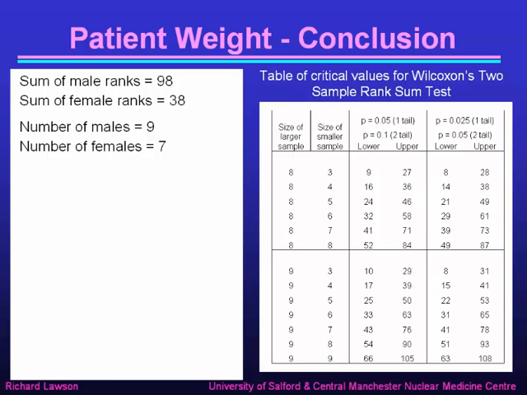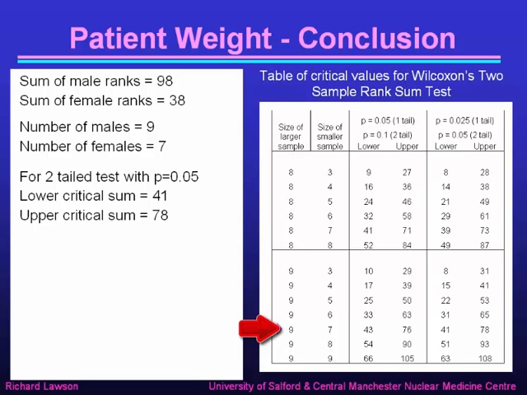Well, we know that we've got a sum of male ranks of 98, a sum of female ranks of 38, and there were 9 males and 7 females. So if we look in a table of critical values for Wilcoxon's 2-sample rank sum test, you'll see that we have to look for the value of the size of the larger sample and the smaller sample. We've got 9 and 7, so we're using this row of the table. We're interested in a two-tailed test, and with p equals 0.05 for a two-tailed test, we find that the lower critical sum is 41 and the upper critical sum is 78.